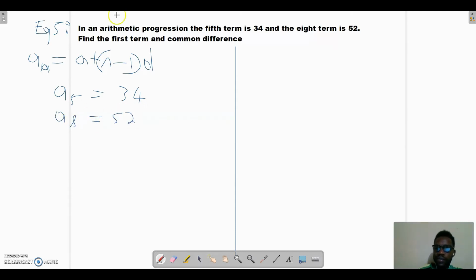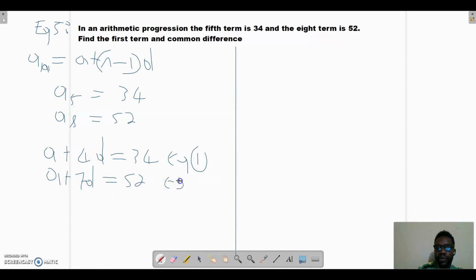Now remember also that to modify this formula to get the fifth term is pretty straightforward. So the fifth term is just going to be a plus 4d, which is equal to 34. Call it equation 1. The eighth term will just be a plus 7d, which is equal to 52. We call that equation 2. Now what we have here is a pair of simultaneous equations. Since we have the coefficients of a being the same, we can simply go ahead and apply the elimination method. So we can have equation 1 minus equation 2, whichever way you want to put it.